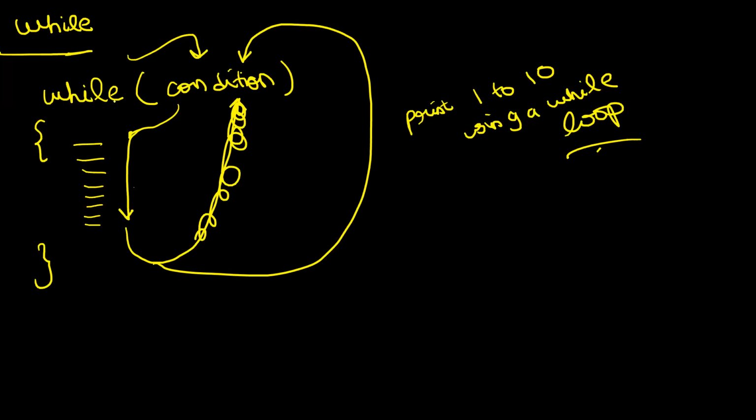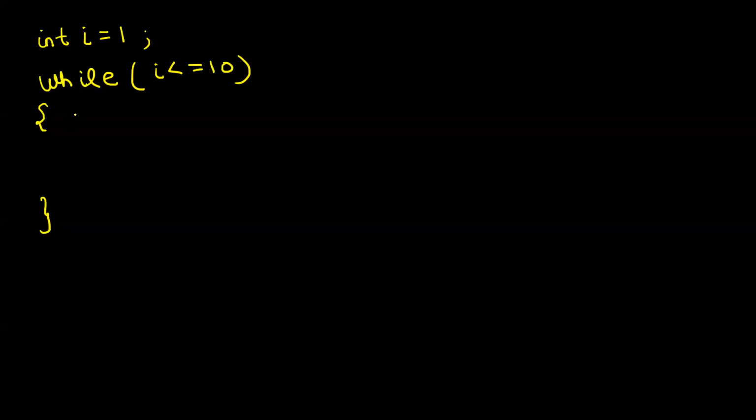Cool. So I can do something like this, right? Let's say I initialize int i is equal to, let's say, 1. And then I write while i is less than or equal to 10. This is my condition. So while this condition is true, I enter inside. i is less than or equal to 10, so I'll do an SOP of i. And after i has been printed, I will do an i++.